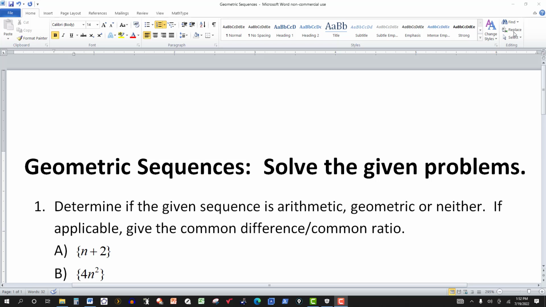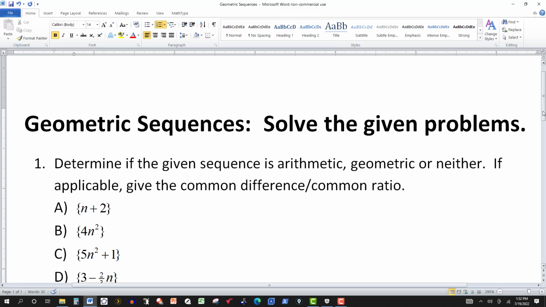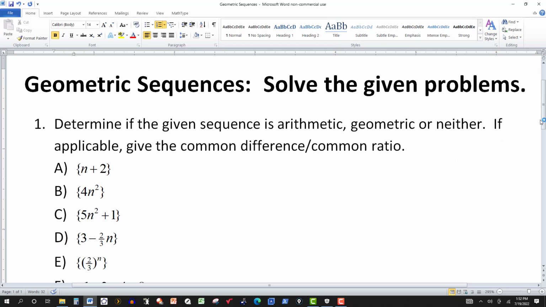In an earlier video, we focused on the arithmetic sequence. In this video, we're going to focus on geometric sequences, but we are going to have some questions involving arithmetic sequences. Go through the problems or show you the problems. You can pause the video.